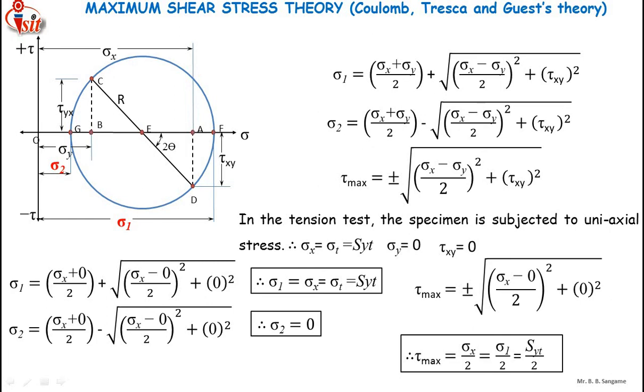Okay, similarly if you take a look at the Mohr circle, as we have proved that sigma 2 is 0, the circle is going to pass through the origin. Because sigma y equals 0 and tau xy equals 0, when I draw the circle, it will pass through the origin. Okay, so let us see.